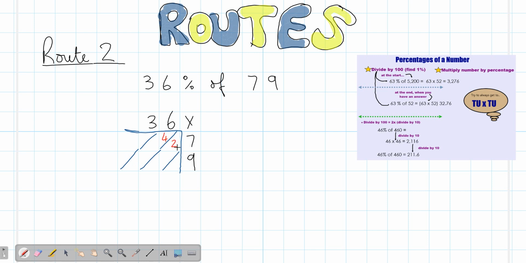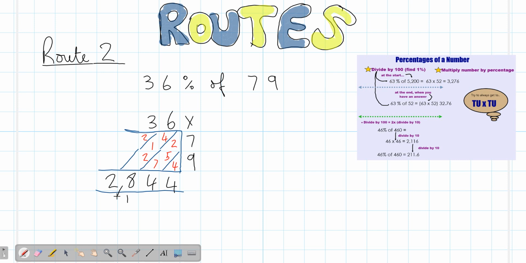6 times 7 is 42. 6 times 9 is 54. 3 times 7 is 21. And 3 times 9 is 27. We add up the columns. And we've got 4 units. We've got 14 tens. We carry the 100. 4, 5, 6, 7, 8 hundreds, and we've got 2,844. So having done the multiplication first, route 2 means that we do the divide by 100 at the end.